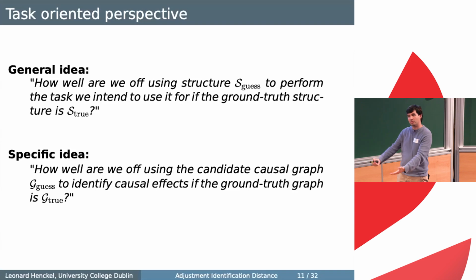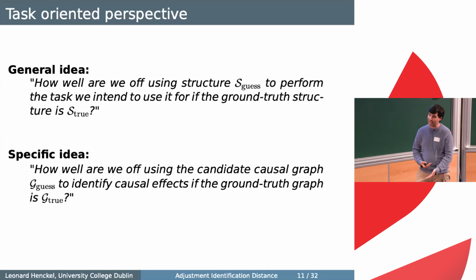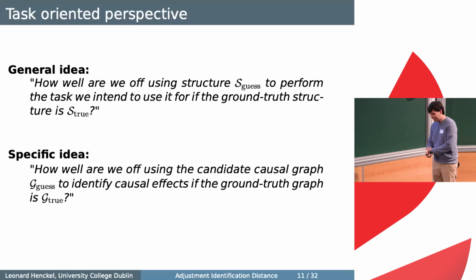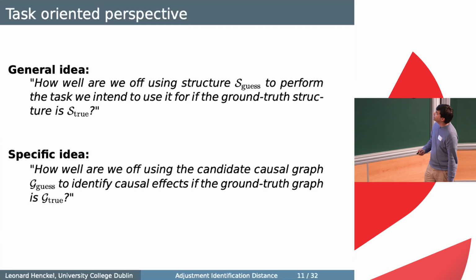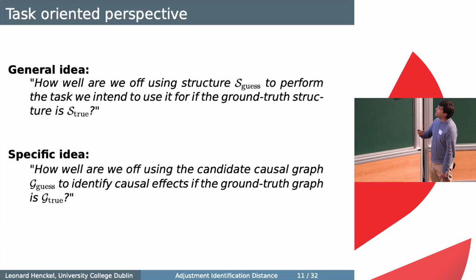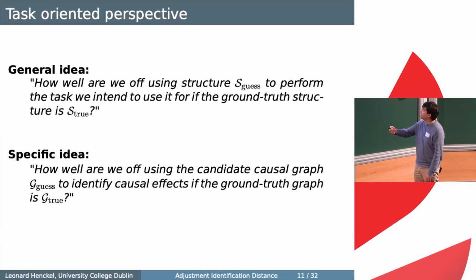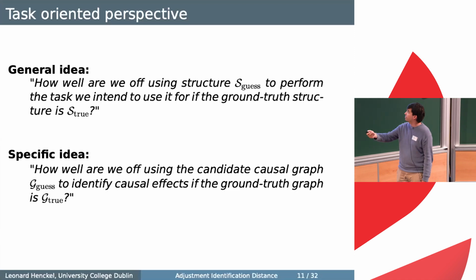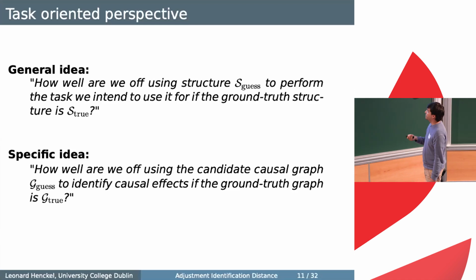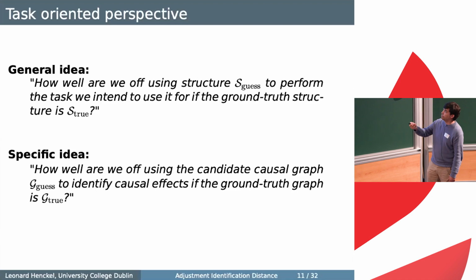And more broadly, what are we using structural learning for? That's what we call a task-oriented perspective. So instead of doing these 0-1 bit encodings and computing structural Hamming distances, what if we benchmark by asking the following question: how well off are we for some task, using a structure S-guess to perform the task we intend to use it for, if the ground truth was in fact S-true?